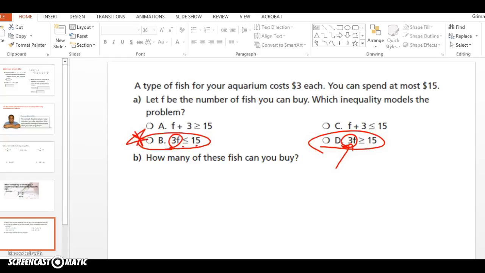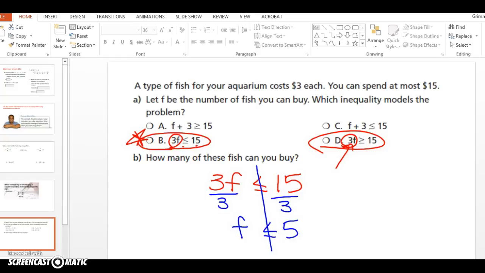Okay, so how many fish can you buy? So I'd say 3F is less than or equal to 15. Am I going to reverse my inequality sign? No. Why? Very good. I divided by a positive, so it stays like that. How many fish can I buy? 5. Wrong. 5 or less. I can buy 5 or 4 or 3 or 2 or 1 or none, and that's what inequalities are. And you're going to see that sometimes asked. It's going to say how many can you buy? It's exactly 5, and they're going to count wrong. Okay? All right.